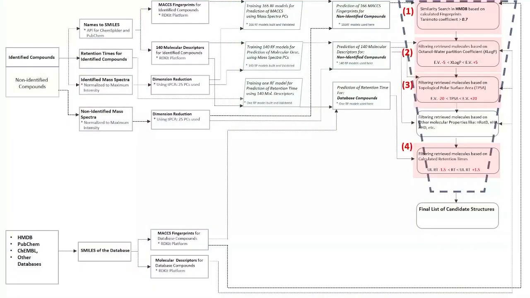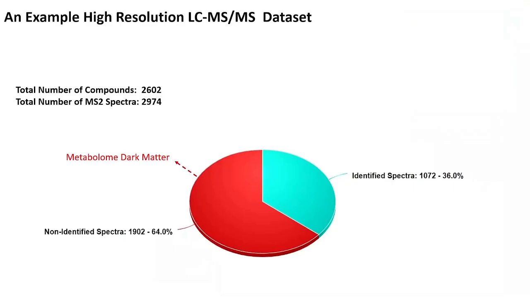We also narrow down, or funnel, the number of candidates more and more by using some of the estimated molecular properties like logP, which shows the lipophilicity of the molecule, topological surface area, retention time, and so on, in order to reduce the number of candidates and increase the accuracy of the identification.